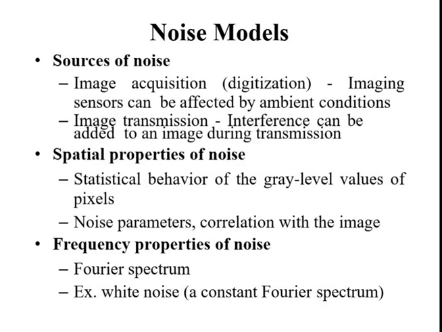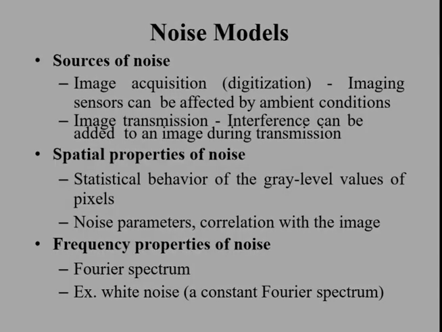Then what are the spatial properties of noise? Noise is the statistical behavior of the gray level values of the pixels, and the noise parameters are uncorrelated with the image. And the frequency properties of noise concern its Fourier spectrum. An example is white noise, which has a constant Fourier spectrum.